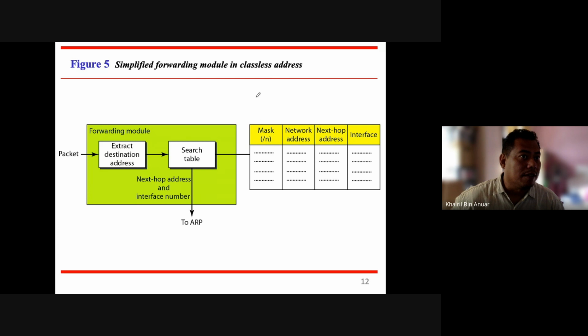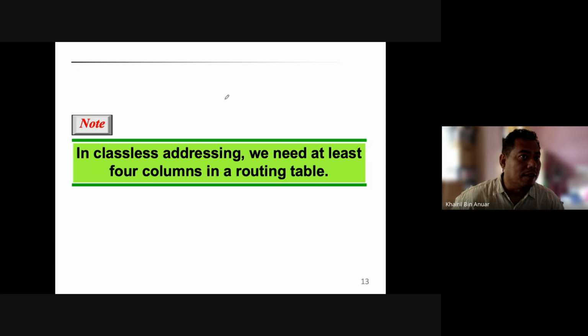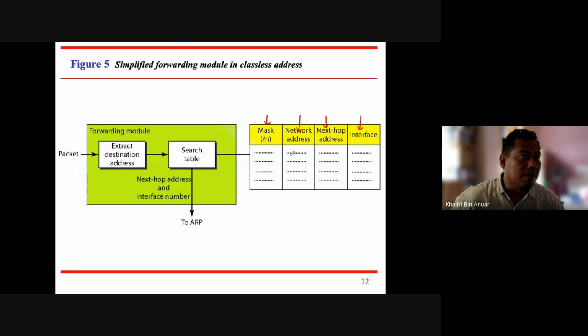In your routing table, the first thing that you look at is the mask, then the network address, the next hop address, and then the interface itself. These are the columns in the table so that you are able to perform the forwarding process. So in a classless address, we need to have at least 4 columns in the routing table, which are the mask, the network address, the next hop address, and also the interface.